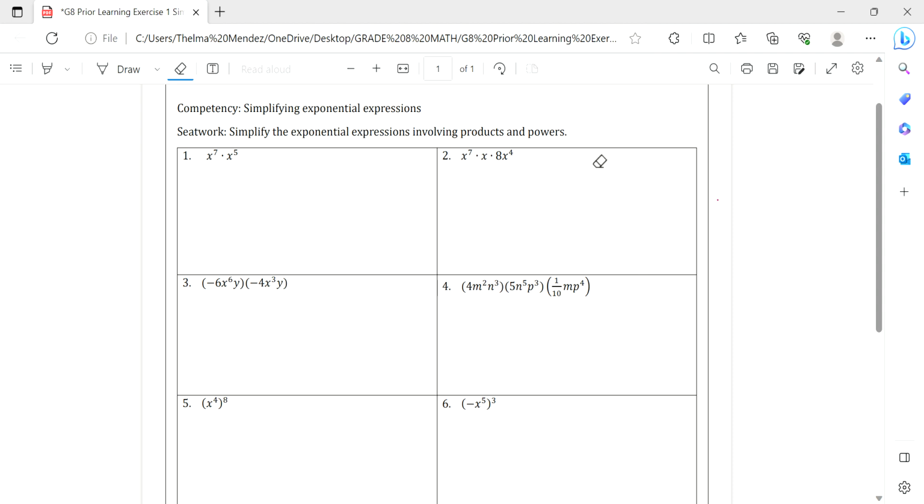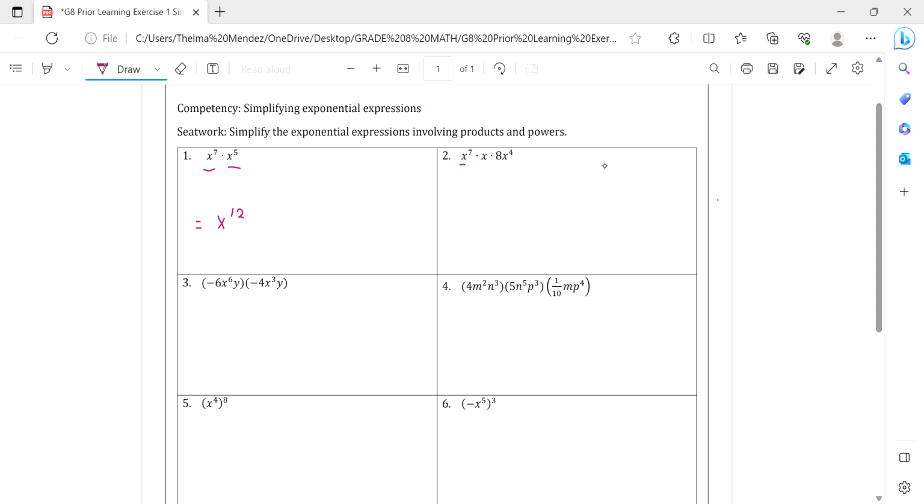Okay, PL number 1. All these exercises have been explained in class, but I'm going to repeat for the sake of mastery. So you can always go back to this and look at how to get the answers to the problems. So for number 1, we have powers. We are multiplying powers. So 1 times 1 is 1. And then we have base x. How many x's do we have? Raised to 7, raised to 5, we add 7 plus 5, 12. So there are 12 x's in all.